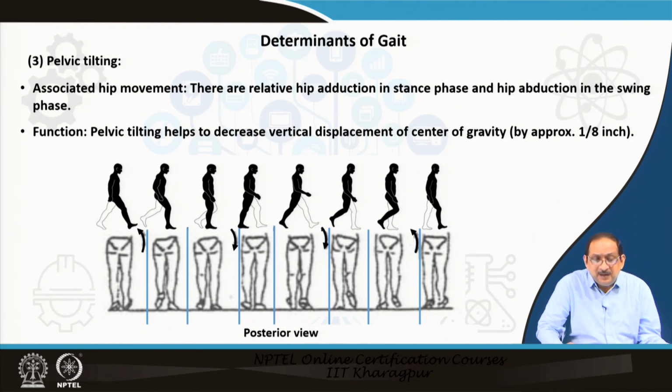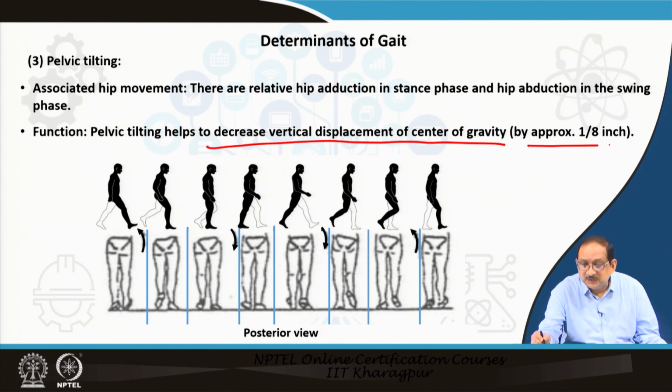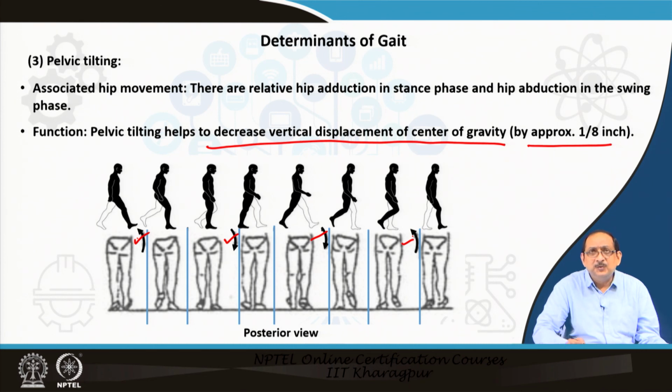Pelvic tilting is associated with another hip movement. The pelvic tilting helps to decrease the vertical displacement of the center of gravity by approximately 1/8 inch. So, we can see that during the walking cycle, if we look from the posterior side, there is tilting of the pelvis at different positions, which is arising due to hip abduction.